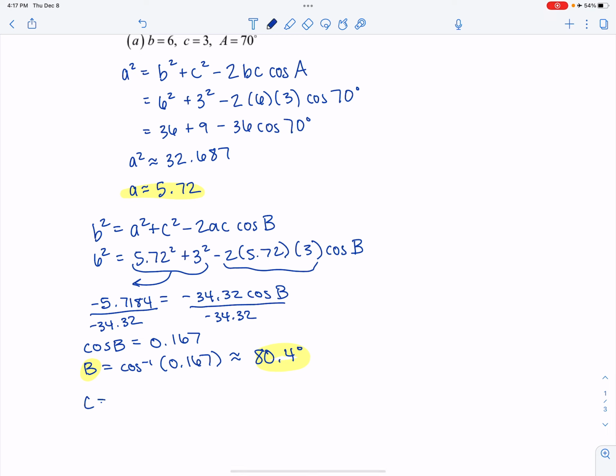And C is just 180 degrees minus 70 minus 80.4, which is 29.6. So we have C. So we have completed the triangle. We've solved the whole triangle.